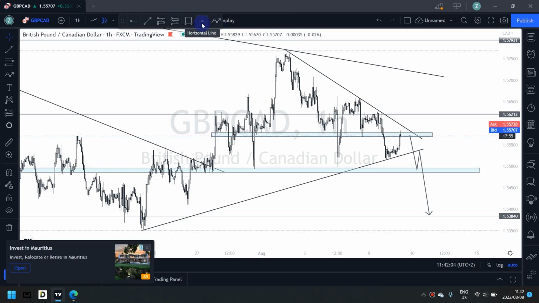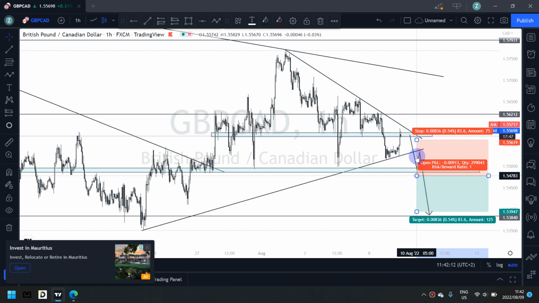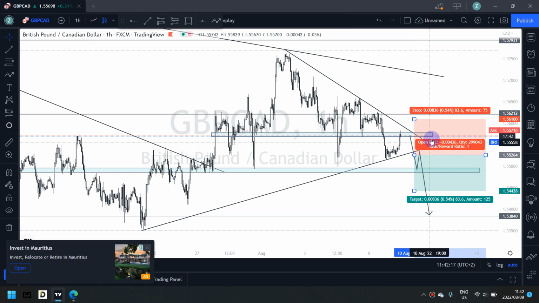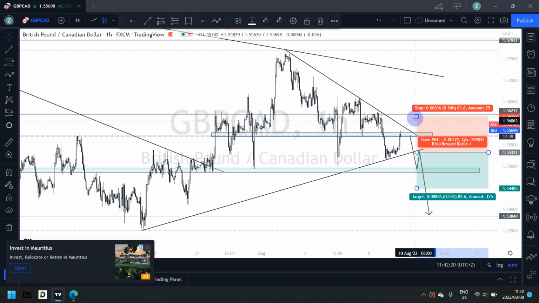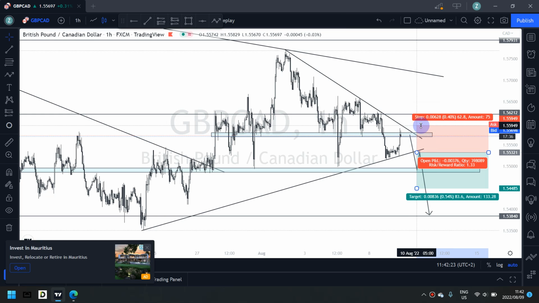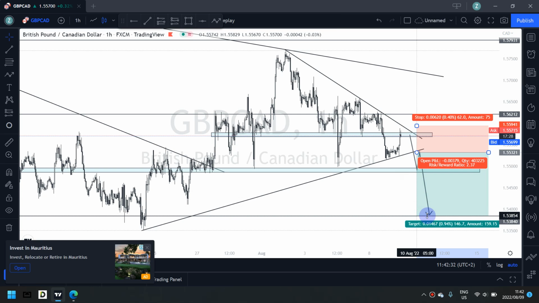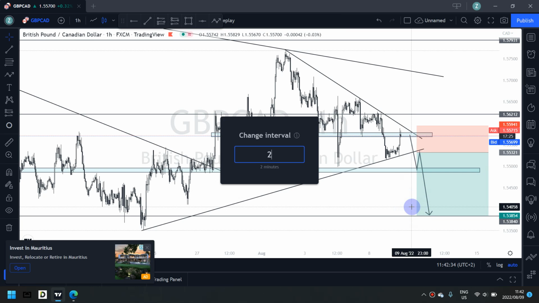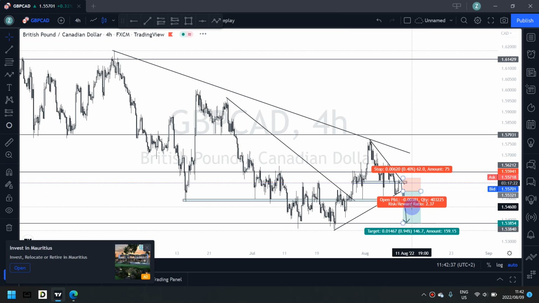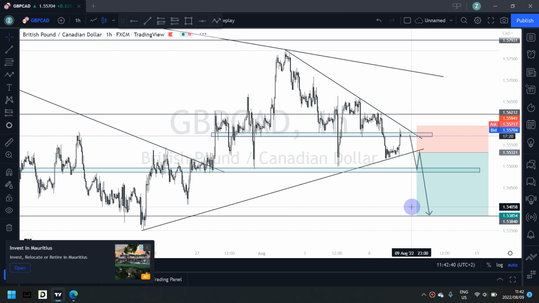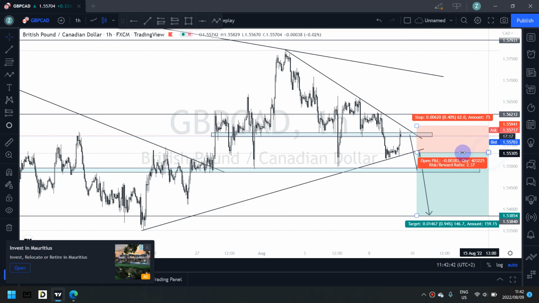So for sells, my entry would be either below this zone, or it might be at my retest, either way, and my stop loss just above this zone right there, and my take profit obviously at my lowest key level, right? So let me see if I move back to the hour. Okay, yes, it's my lowest key level. Okay, so this is the setup that I would have.